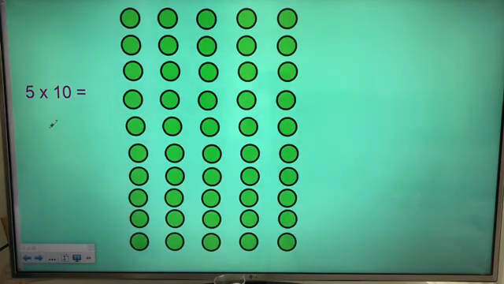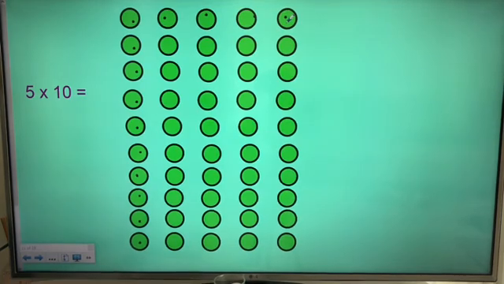So we can check using our array. So we've got 5 times 10. 5 groups of 10 or 5 lots of 10. 1, 2, 3, 4, 5 groups of 1, 2, 3, 4, 5, 6, 7, 8, 9, 10. 10, add 10, add 10, add 10, add 10.